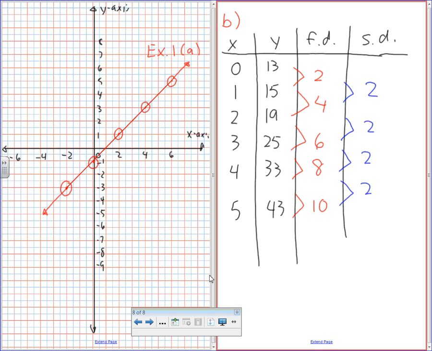Megan, now for the most difficult question of the day. If the second differences are the same, what type of equation is this going to be? I'll give you a hint, it starts with a Q. Quadratic, very good.